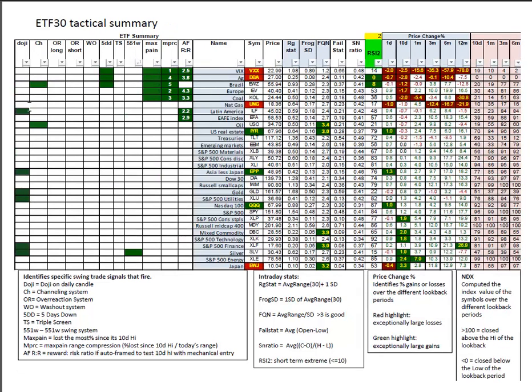The ETF 30, a handful of dojis, a couple channeling signals in, that's Brazil and oil, 5 days down in VIX, agriculture in Brazil. Brazil is number 5 on the max pain range compression as well as being a 5DD. Europe is number 2 on the max pain range compression and offers a 4.3-to-1 reward to risk ratio on the auto framer, so that should be of interest.